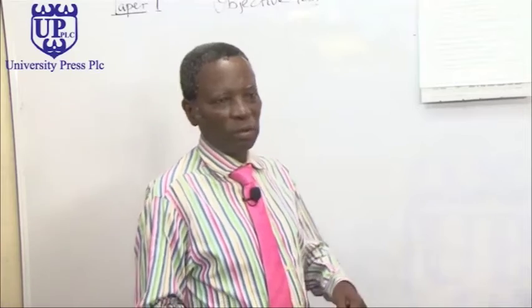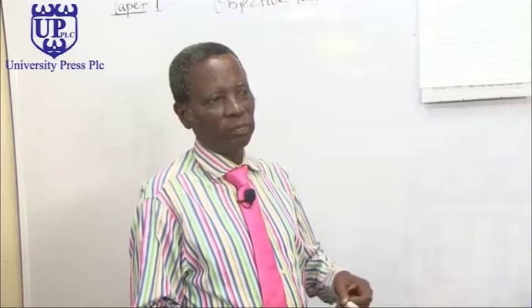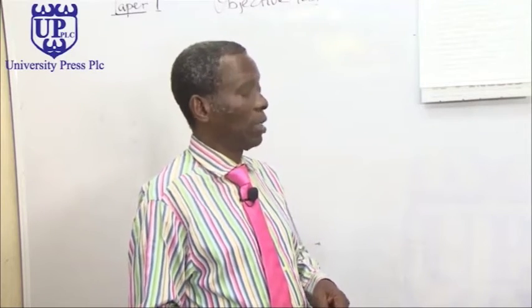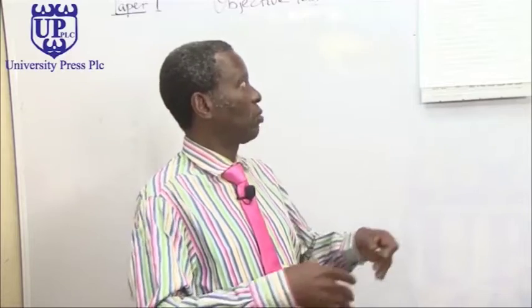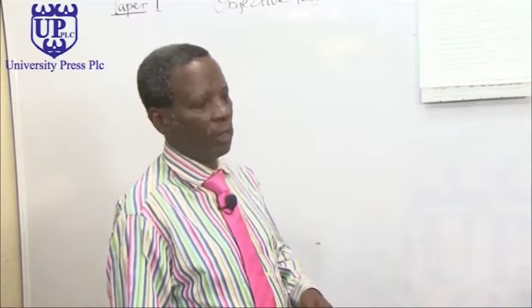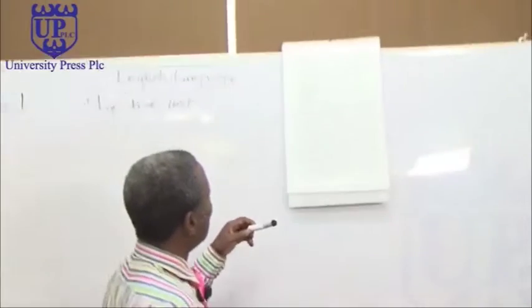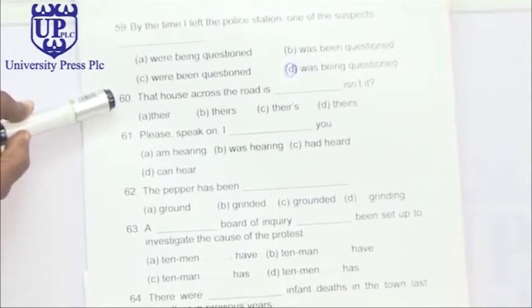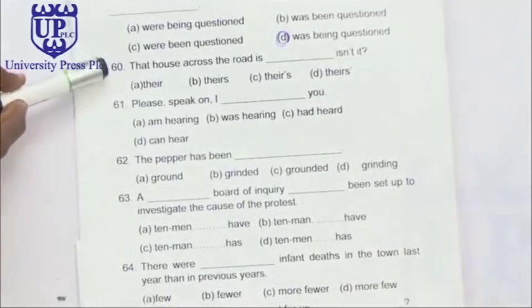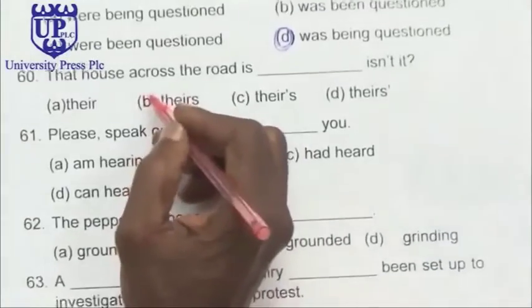You recollect that we're looking at some questions which are patterned along the past question style. We're not saying that they are past questions, but we are trying to look at that pattern. We went as far as number 59 in that program. We are going to continue in this program with the other numbers. Number 60 here, for example: that house across the road is dash. The answer is theirs, without the apostrophe.